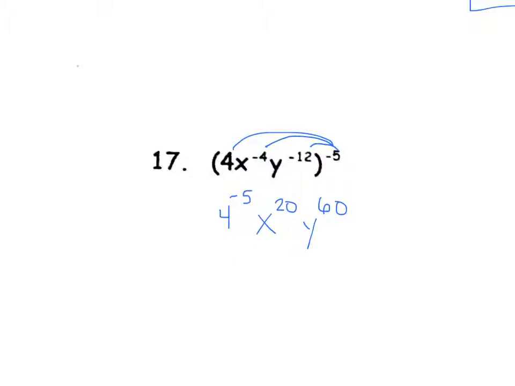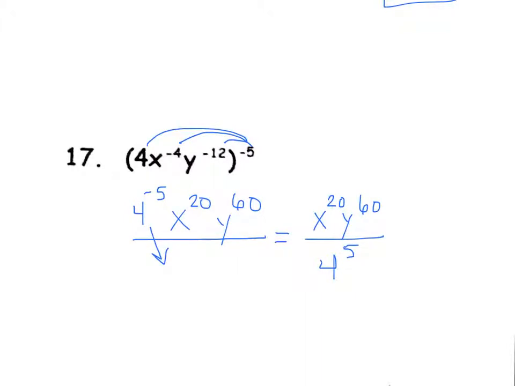Okay? Notice here that there is only one thing that has a negative exponent. So when I draw my line, the only thing that needs to come down is the thing that has a negative exponent. The x and y both have positive exponents and therefore don't have to move. But this 4 to the negative 5th needs to come down. So what I get is x to the 20th, y to the 60th, over 4 to the positive 5th. And then you can simplify.